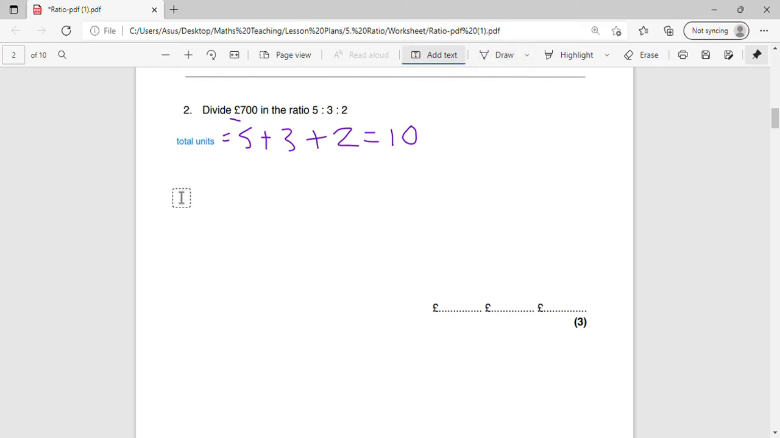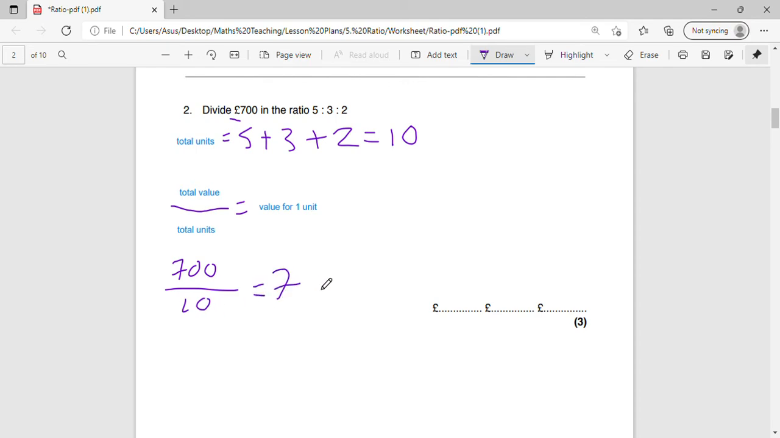So if we do the total value, which is £700, alright, divided by the total units, we will get the value per unit, or value for 1 unit, and that's what we want to find, so we can find the values of everything else. So the total value, as I just said, £700. Alright, the total units is 10. Just found out here, it's 10. So the value for 1 unit is 70. Okay, equals value for 1 unit.